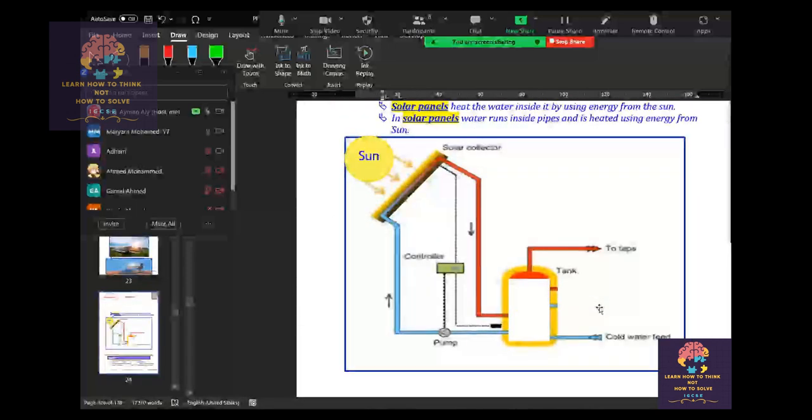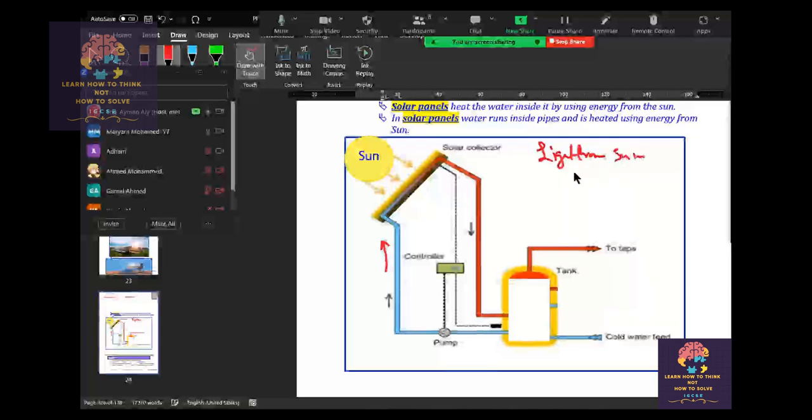Okay, as you can see now, this is a simple diagram of a solar collector, the one that we put on the roof of our houses to convert the light from the sun into heat. The sun strikes this solar collector, and cold water enters it from this side. When it enters the solar collector, the sun's energy heats up the water, so its temperature rises.